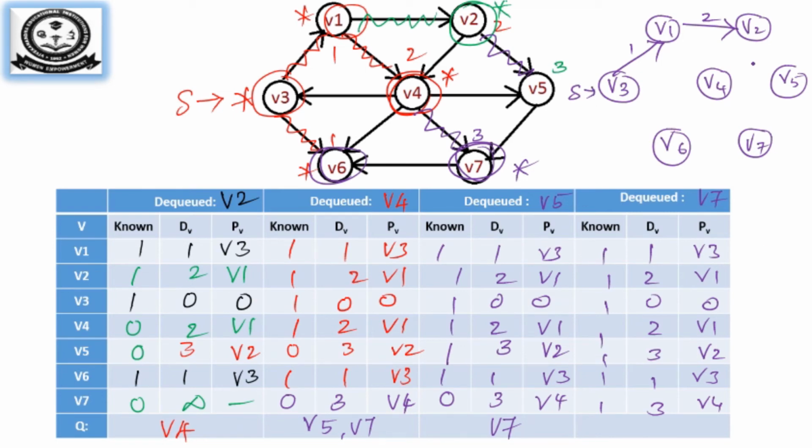V4 is 2 from V1. So from V4, V1 you have 2. Then it is 3 from V2. For V5 it is 3 from V2. And for V6 it is 1 from V3. So you will have 1 from V3. And finally it is 3 from V4. So this is 3 from V4. So this is the single source shortest path algorithm for the given graph.